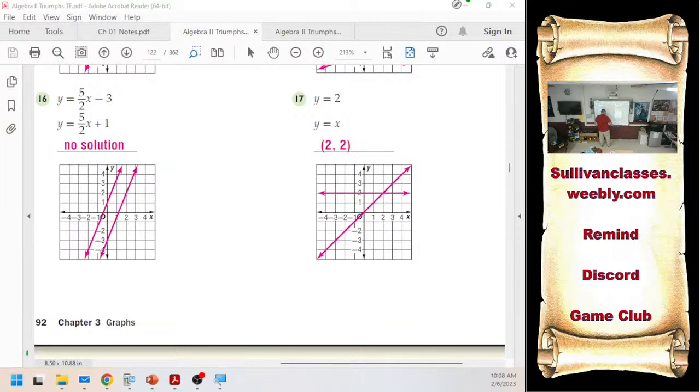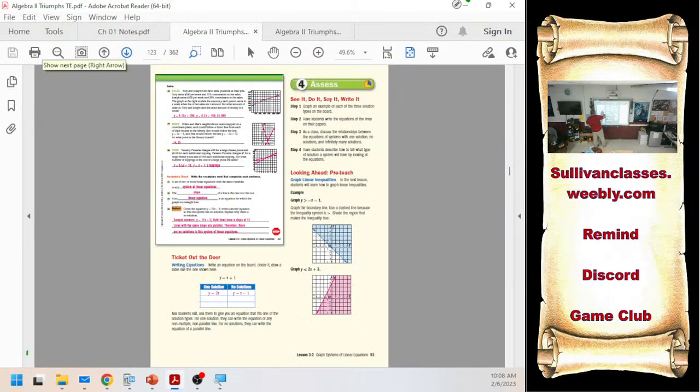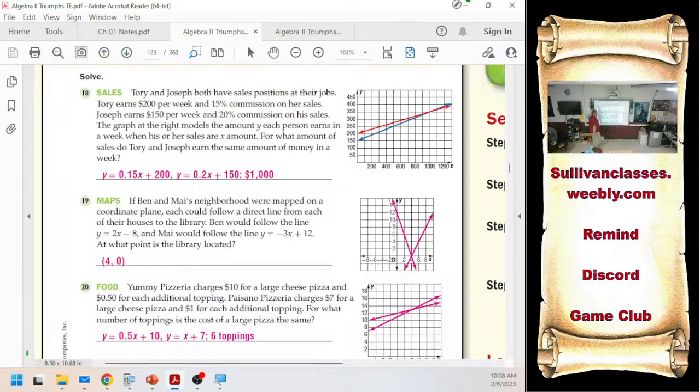Then there were words. Oh no, words. 18, they didn't give you equations because it didn't matter, right? They just wanted the answer. The answer is they cross right here. So I just need to know what my x and y axes are to tell you my answer.